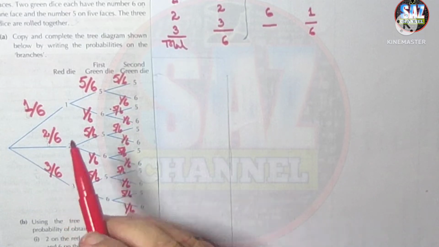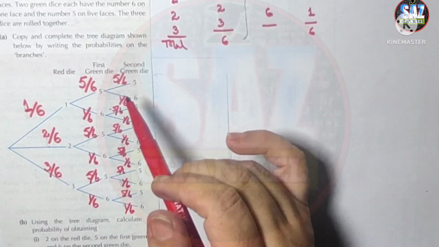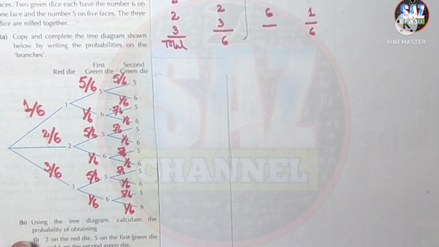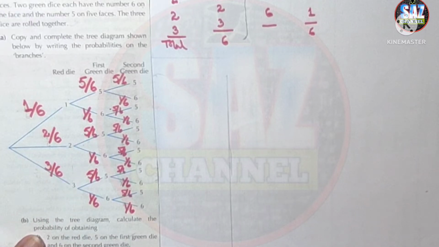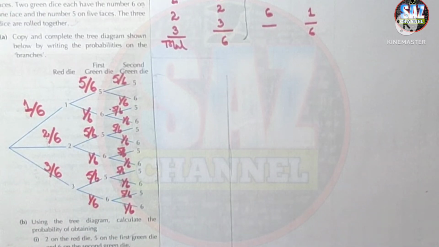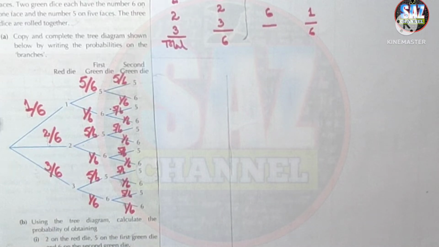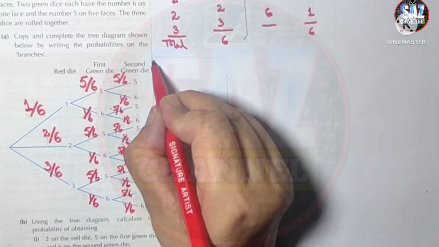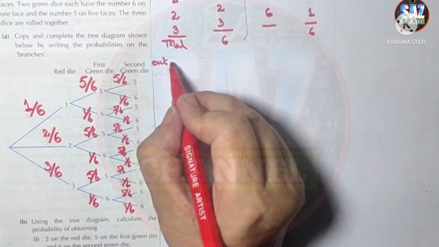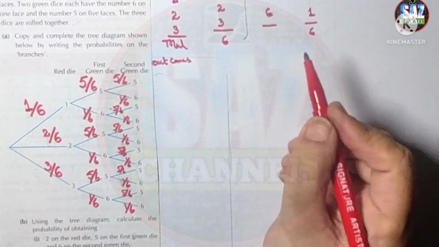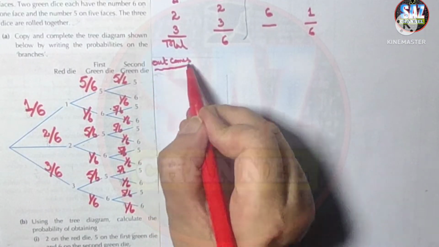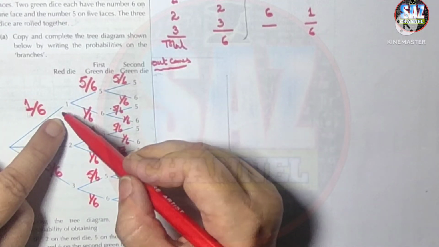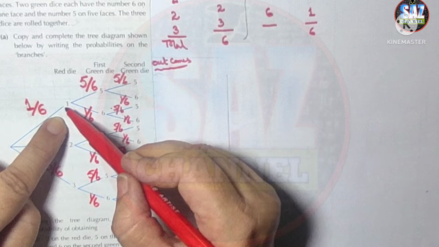The first part was that we have to complete the tree diagram, and using the tree diagram calculate the probability of obtaining 2 on the red dice, 5 on the first green die and 6 on the second green die. So, first let me construct one more column here, that is the outcomes column, and then one more column for the sum. Look how to construct the outcome column. 1 will be joined with 5 and 5.